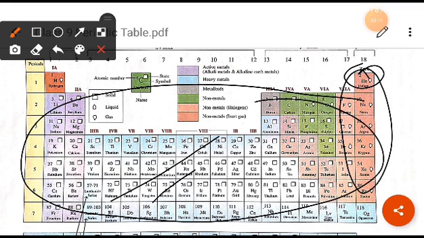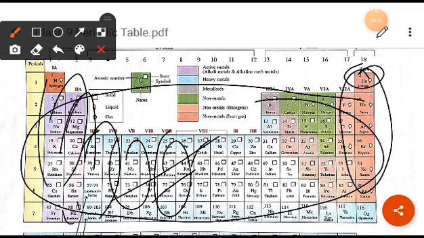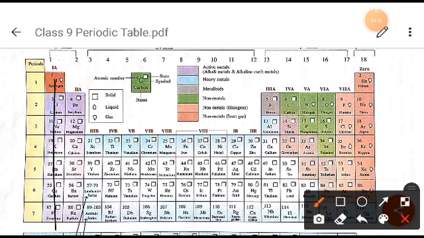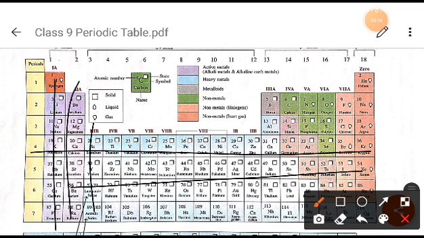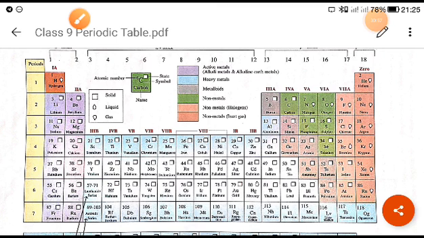Next, the position of an element in the table is related to its electronic configuration. The position given here is based on the electronic configuration of the element. Next, it shows a regular change in the properties of elements on moving across the period or down the group. We have learned that if you move down the group or across the period, the property will change gradually. So this was all about the merits of the modern periodic table.